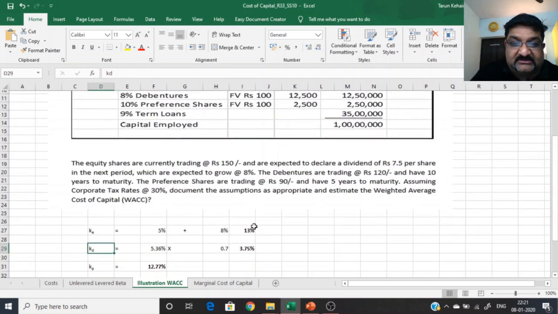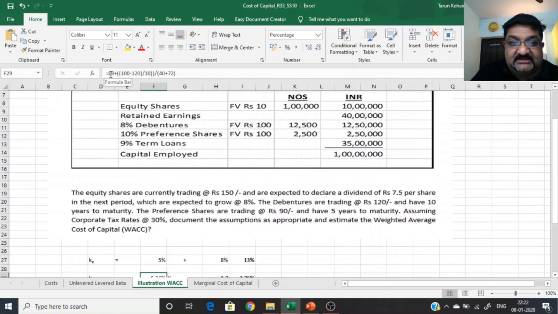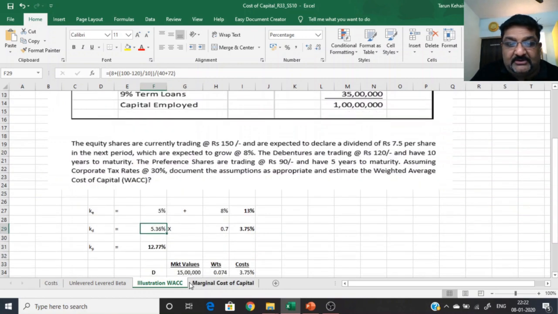Now let's compute the cost of debt. The cost of debt can be simply obtained by the formula (C + (M − P)/N) divided by (0.4 M + 0.6 P). C is your annual coupon. So if your debentures are at 8% and the face value is 100, the coupon is 8. So 8 plus the maturity value, which is 100, minus 120, because debentures are currently trading at 120. So you reduce the price, divided by N because you have 10 years to maturity, divided by 0.4 of M, 40% of the maturity value, which is 40, plus 60% of the price, which is 72. So if you take this and compute, your YTM comes to 5.36%.